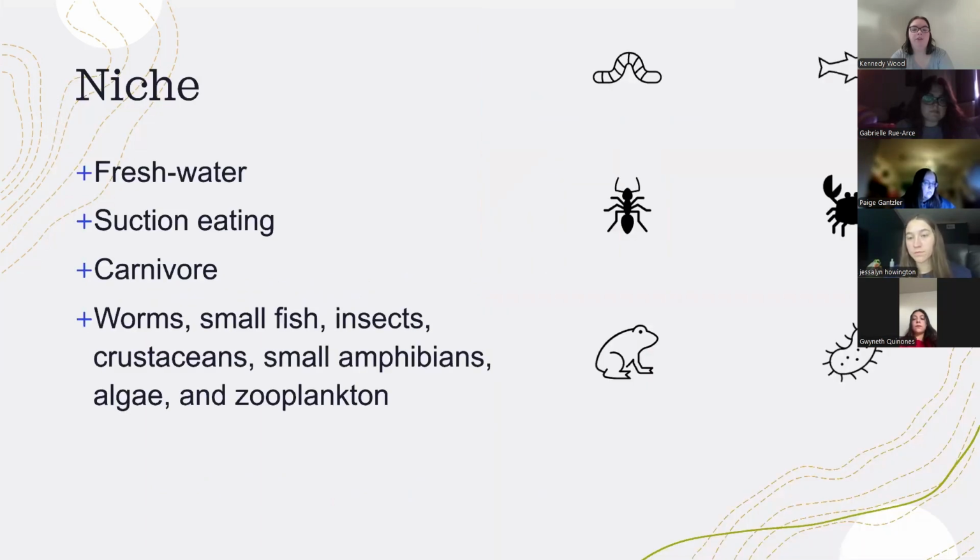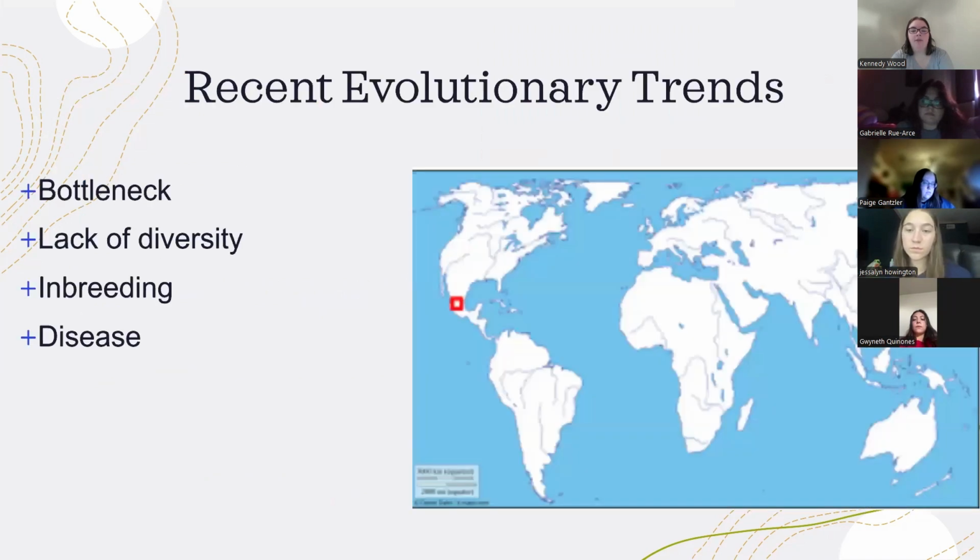The Mexican axolotl lives in freshwater lakes where they use suction and ambushes to hunt. They eat a variety of food including worms, small fish, insects, and more. They hunt visually and often compete with fish and other amphibians for prey. Loss of habitat has caused a genetic bottleneck in both lake and lab. The Mexican axolotl lives in a very small region, as seen above. This bottleneck causes the populations to have inbreeding, a lack of genetic diversity, and higher susceptibility to diseases.